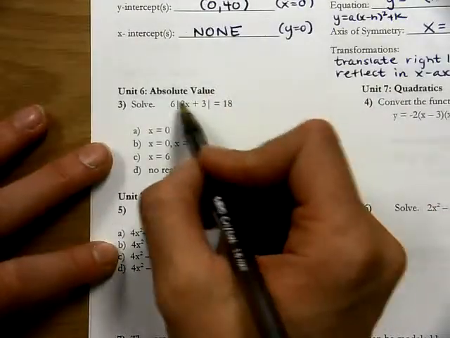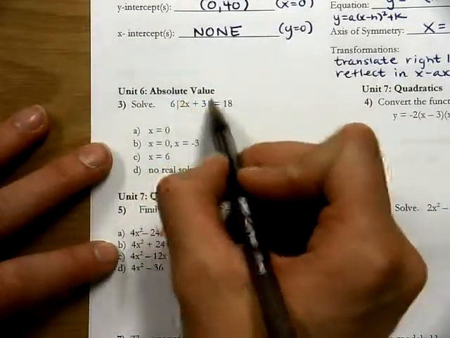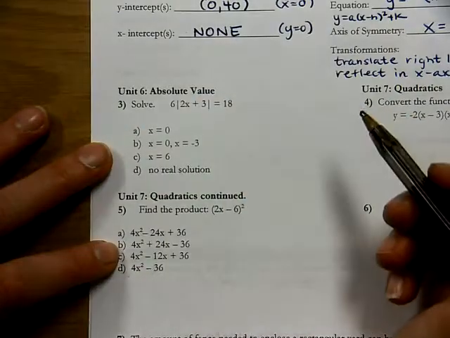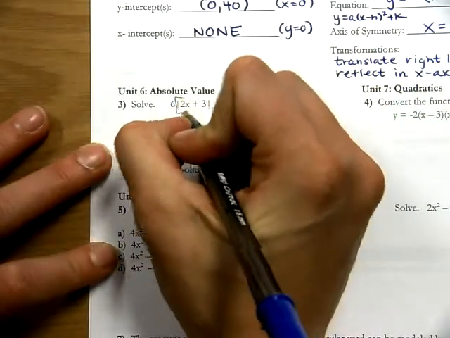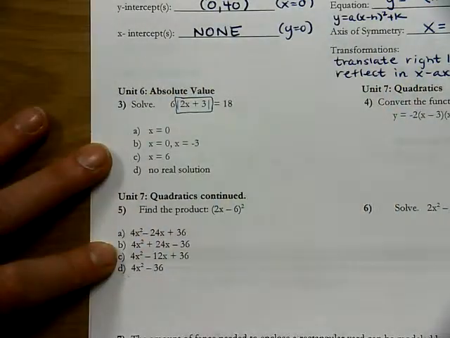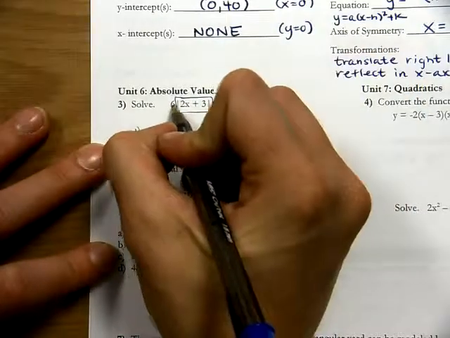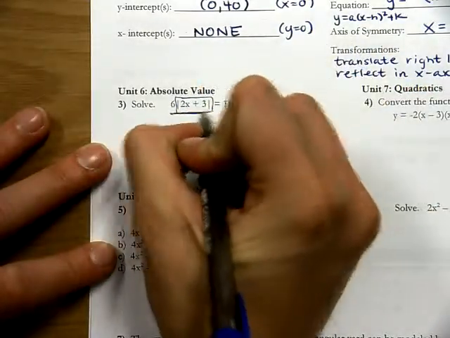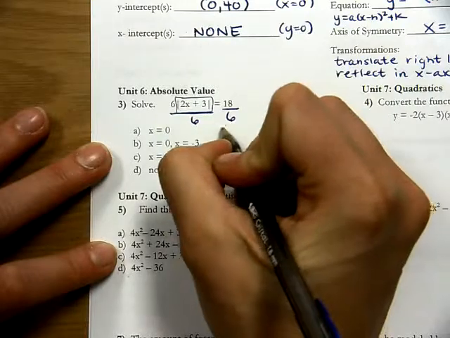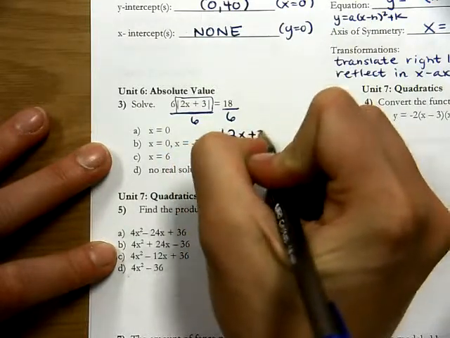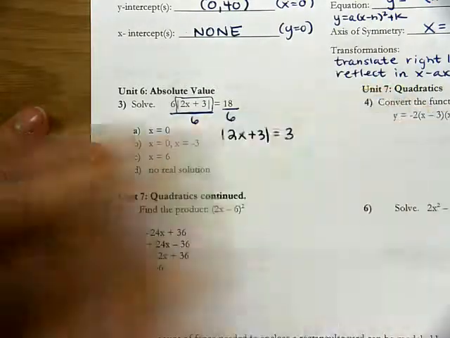Moving on to number 3, we're now in absolute value. Looking at this, I know it's an absolute value equation because it has absolute value bars. To solve an absolute value equation, I isolate what I'm taking the absolute value of. That's a 6 times the absolute value bar, so I'm going to divide both sides by 6. I'm left with the absolute value of 2x plus 3 is equal to 3.